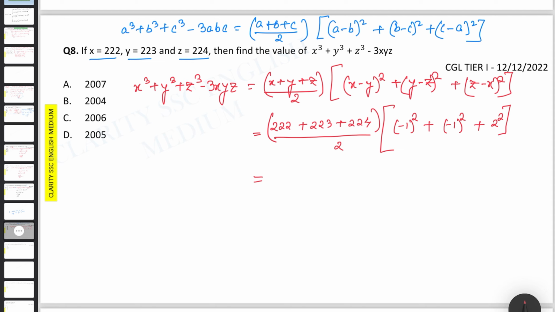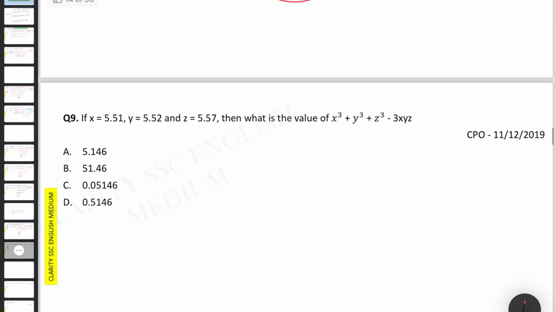So what will be the value of the sum? It's 669, yes, 669 is the correct answer, into 3, which is obviously 2007. So 2007 is the correct answer. This is the fourth formula. The fourth formula is really important if the individual values of the numbers x, y, z or a, b, c are given. Let's see the next question.